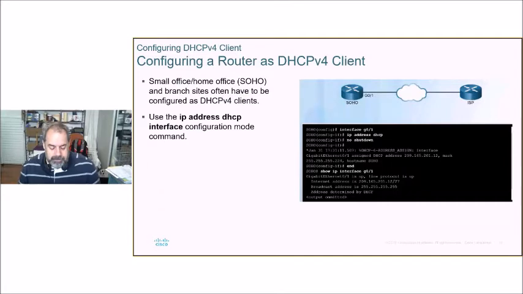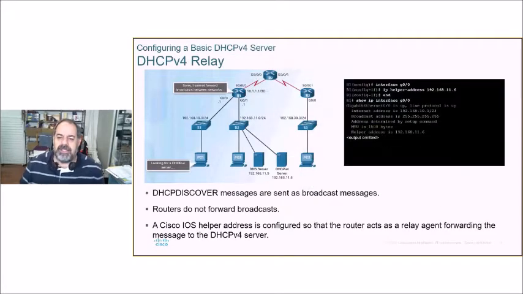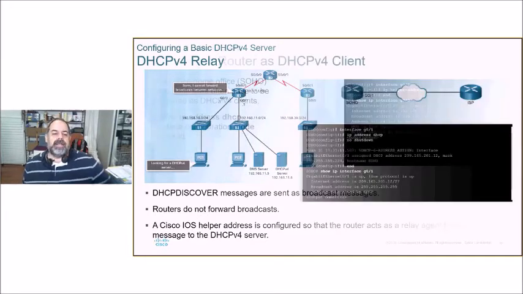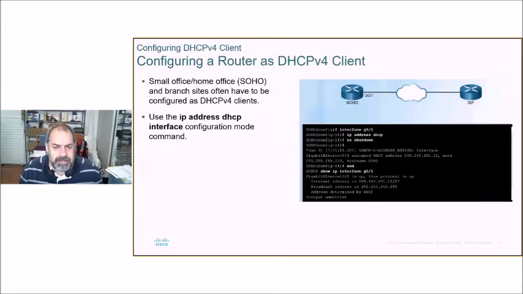Okay, so I didn't actually look at the command, did I? So it's actually, you go into the interface, and so here it's G0/0. You go in there and you do IP helper address, and you put in the IP address of the DHCP server. And that will then be the destination that it translates those broadcasts into a unicast for.